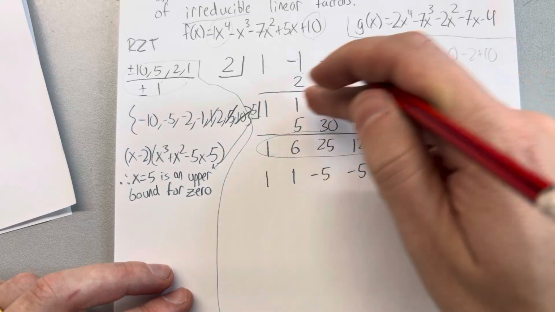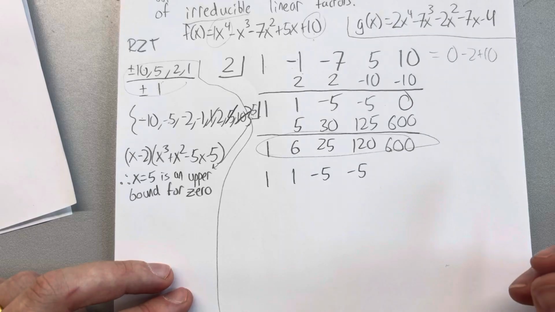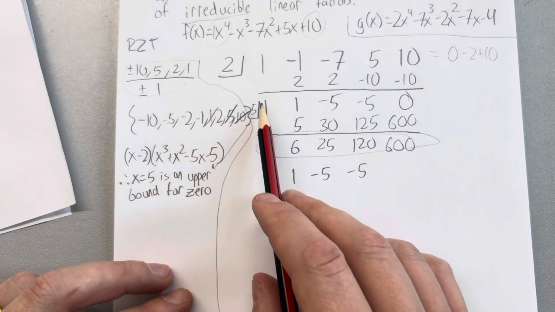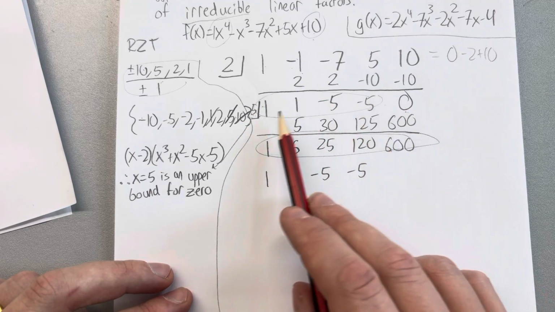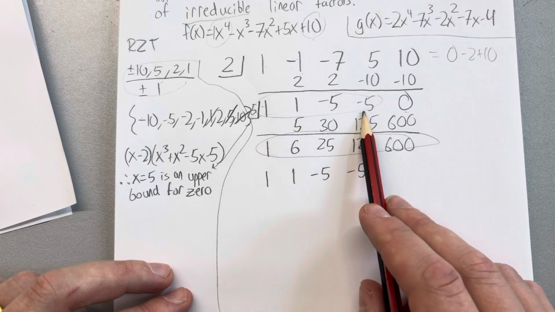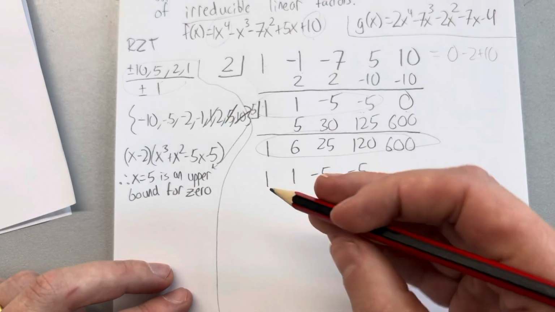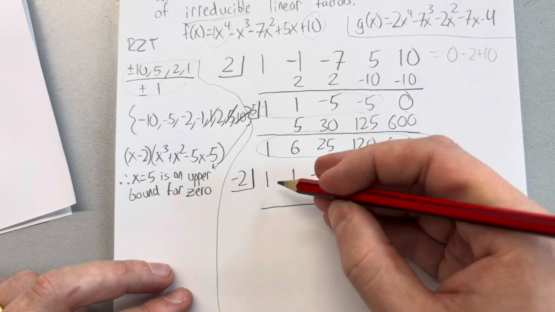So I'm going to rewrite where I left off here and try something else. I could try 2 again, but I don't want to. By the way, notice that when we did 2, not only did we find it was a 0, but we can't use the upper bound test for 2 because it wasn't all positive. So that's why I still checked 5. Okay, let's go to the negatives. What about negative 2? Negative 2, let's see if it works.